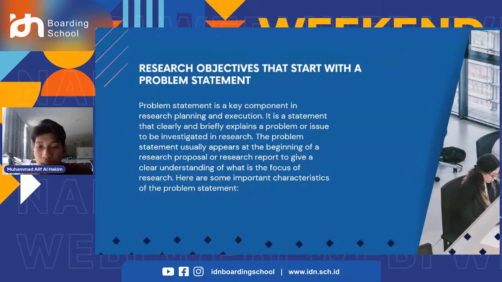A research objective starts with a problem statement. What is the problem statement? A problem statement is a key component in research planning and execution. It is a statement that clearly and briefly explains a problem or issue to be investigated in research. The problem statement usually appears at the beginning of a research proposal or research report to give a clear understanding of what is the focus of research.